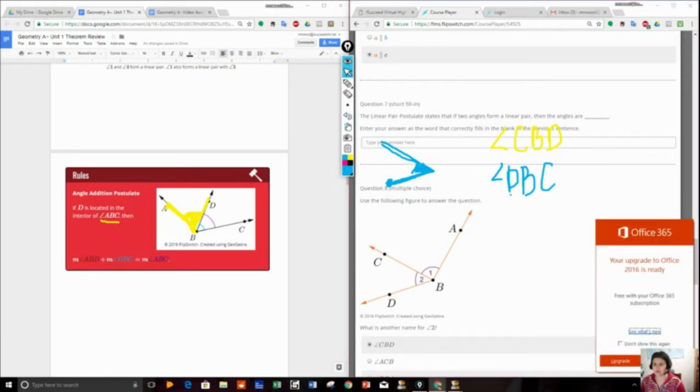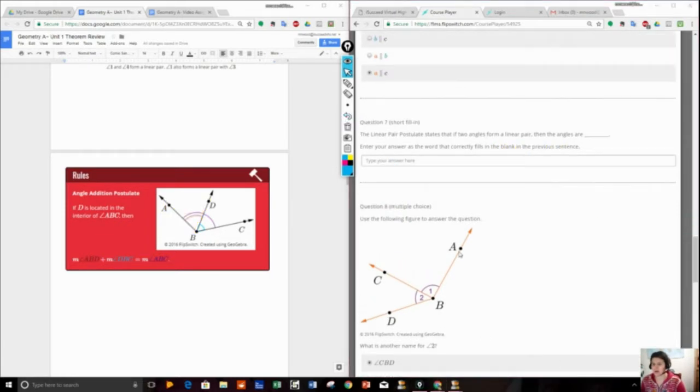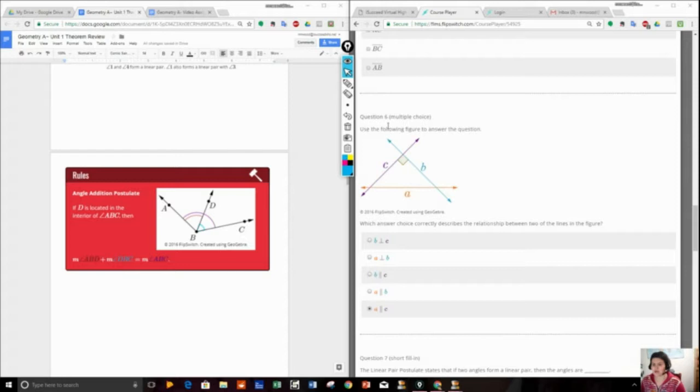So now we're going to move up to question 6. Use the following figure to answer the question. So in this we have 3 lines. We have line A in orange, line B in blue, and line C in purple, with this square that's touching line C and touching line B, and that square means that they are perpendicular. That is the mathematical way to represent perpendicular lines.